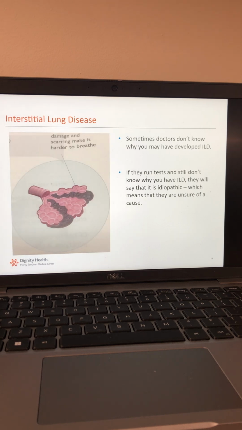Some doctors don't know why you may have developed ILD. If they run tests and still don't know why you have it, they will say that it's idiopathic, which is just a big word for meaning that they are unsure of a cause. Or as my medical director says, your doctor's an idiot and doesn't dig deep enough.